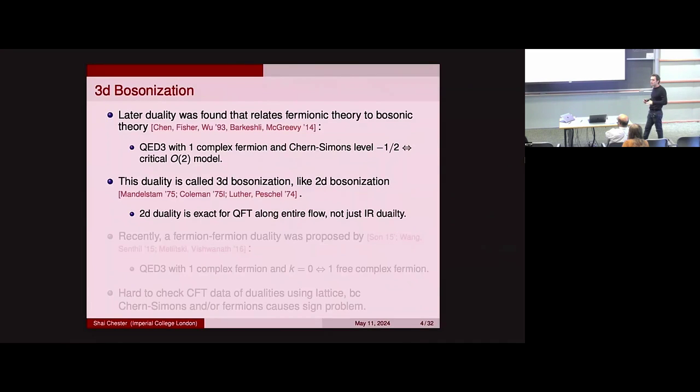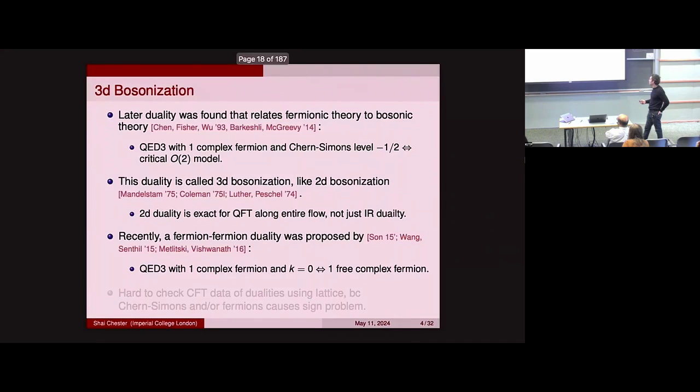So it is something which is false classically, but only becomes true in the deep IR due to quantum mechanics. So it's a bit more surprising. So another such duality was also recently proposed, which relates to theories both with fermionic degrees of freedom. So now you have QED3 with one complex fermion and 0 Chern-Simons level, supposedly dual to one free complex fermion.